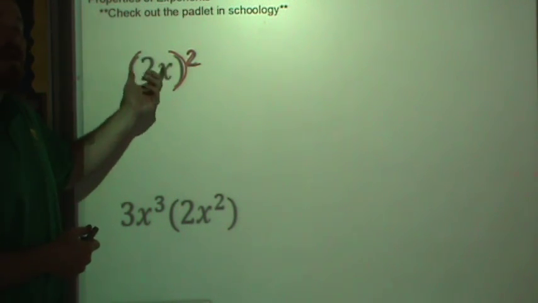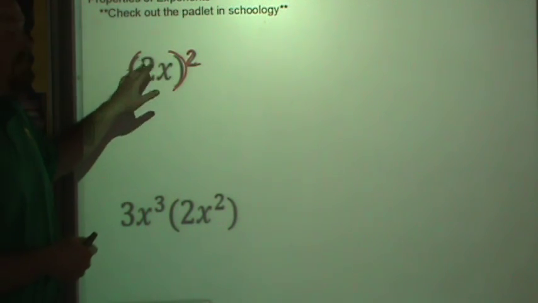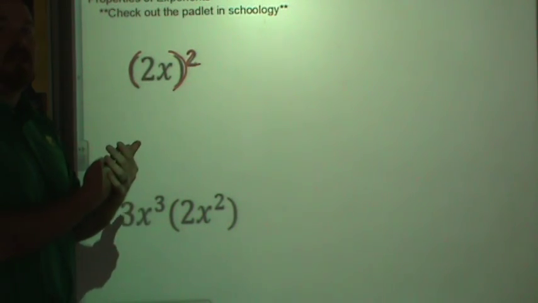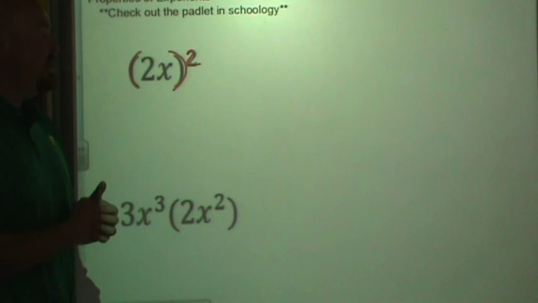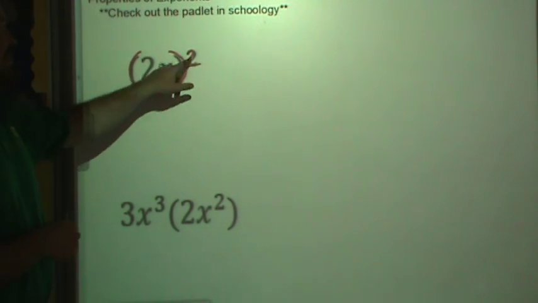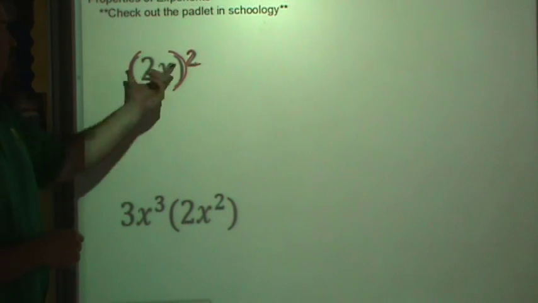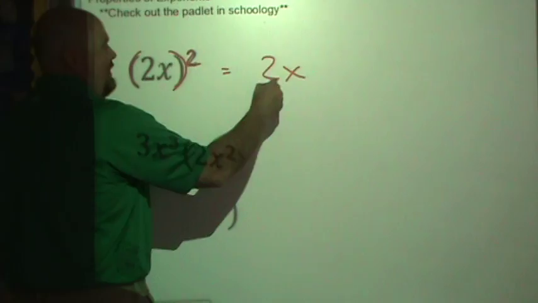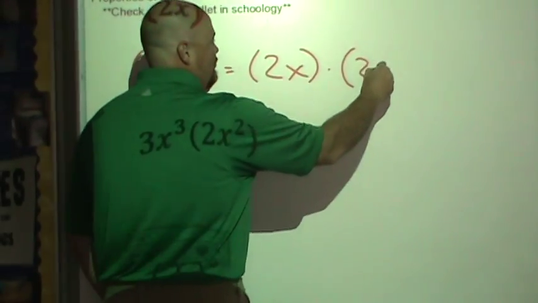So the base of the exponent is a product. There are two values here that are being multiplied together. Could be 3, could be 4, could be more than that. But when you have a product that is the base of the exponent, what do exponents mean? They mean multiply this by itself, right? So that's really 2x times 2x.